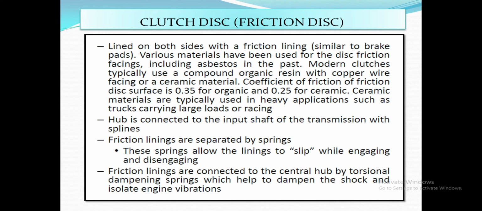Coefficient of friction of disc surface is 0.35 for organic and 0.25 for ceramic. Ceramic materials are typically used in heavy applications such as trucks carrying large loads or racing. Hub is connected to the input shaft of the transmission with splines. Friction linings are separated by springs. These springs allow the linings to slip while engaging and disengaging. Friction linings are connected to the central hub by torsional dampening springs, which help to dampen the shock and isolate engine vibrations.